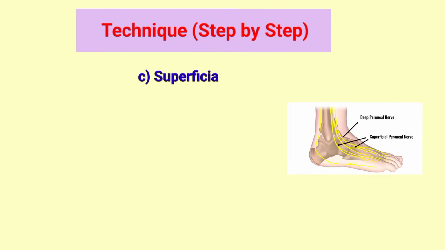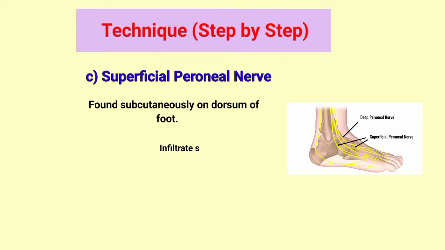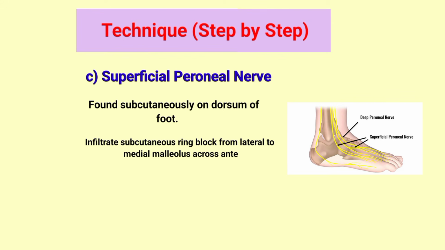C. Superficial peroneal nerve, found subcutaneously on dorsum of foot. Infiltrate subcutaneous ring block from lateral to medial malleolus across anterior ankle. Inject 5 to 10 mL.